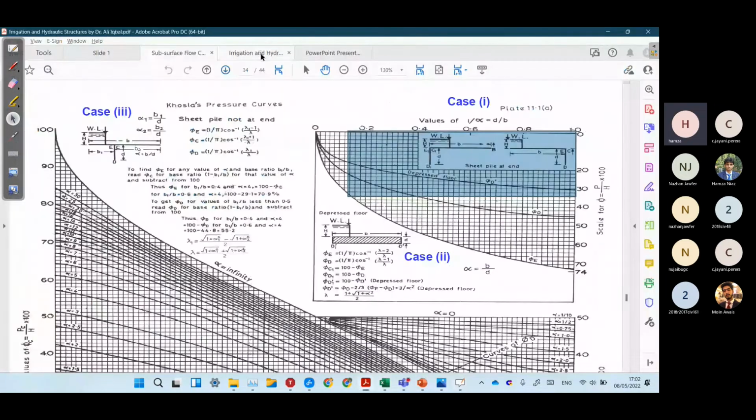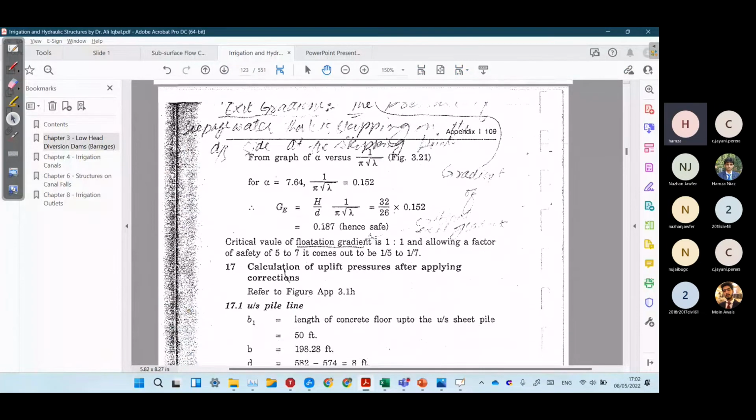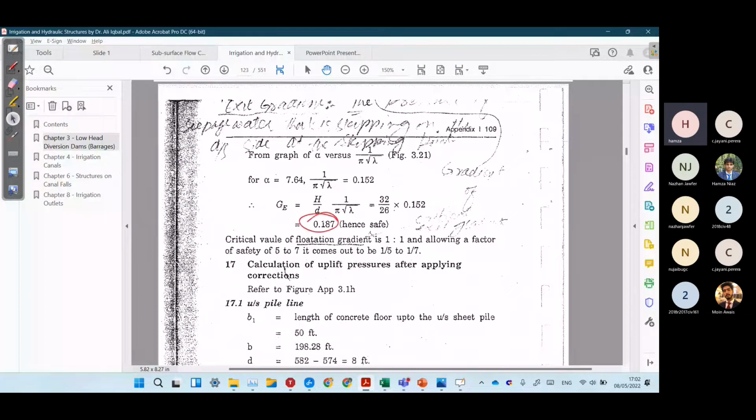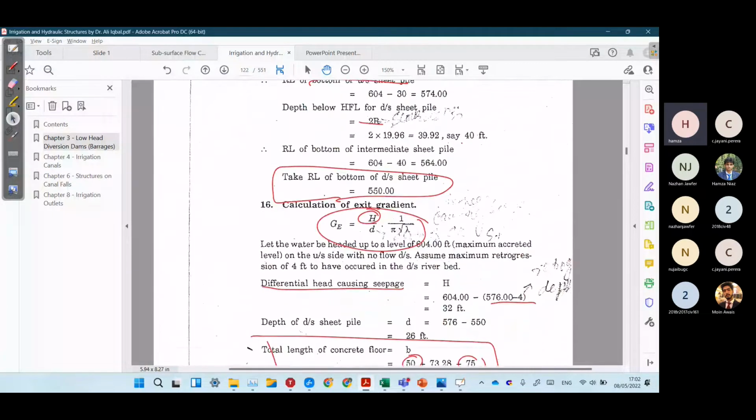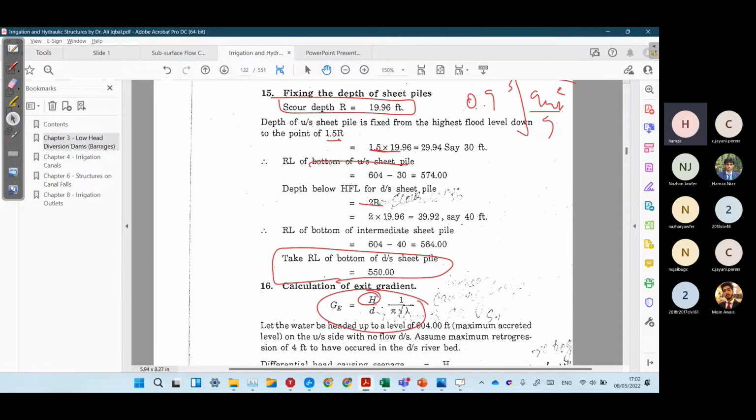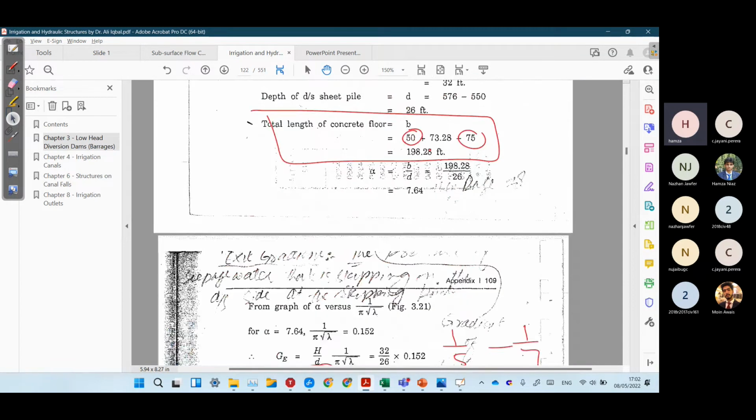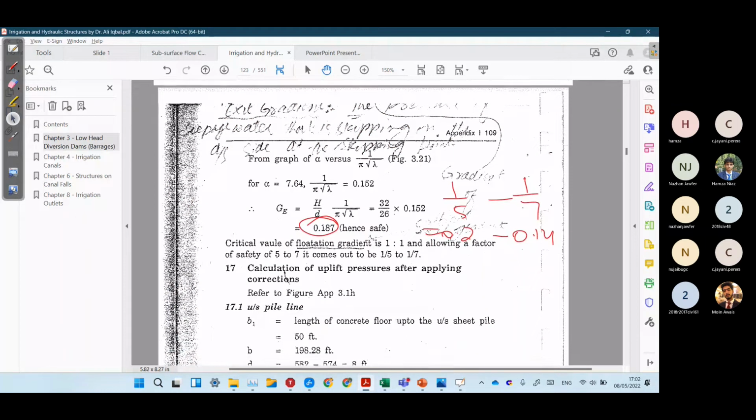The GE value is 0.187, and this GE value should be between 1 in 5 and 1 in 7. 1 in 5 is 0.2 and 1 in 7 is 0.14. So it should be between these. If it is not, we have to revise this 550 value that we assumed. If this value was more, we have to decrease it. If it was less, we have to increase it. All right.